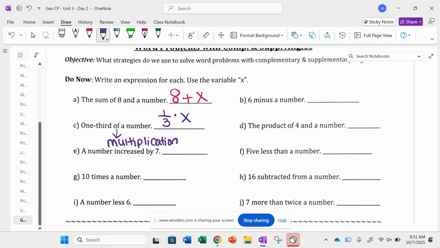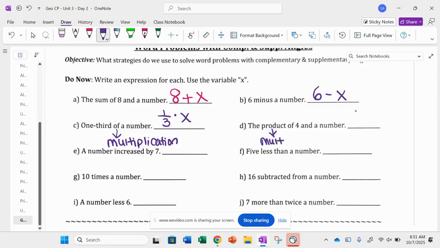Oh, I skipped B. 6 minus a number. So do we all agree that's going to be 6 minus x? All right, D, the product of 4 and a number. What operation goes with the word product? Leilani? Multiplication again.